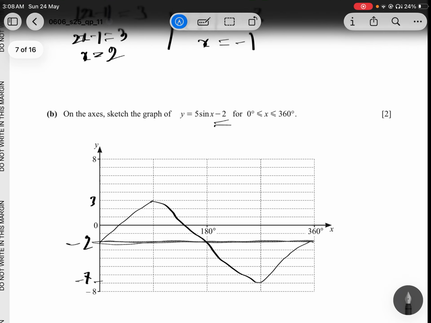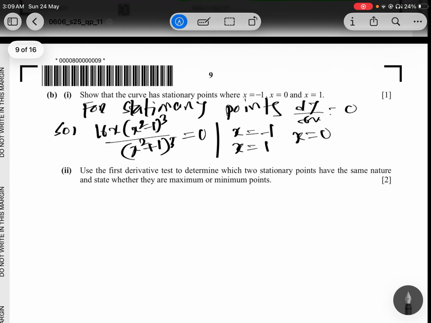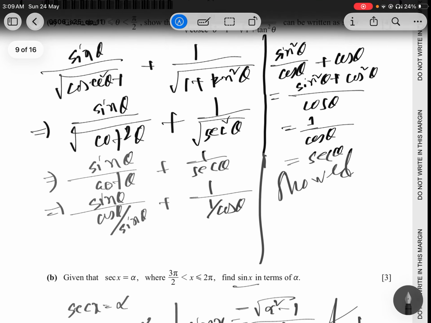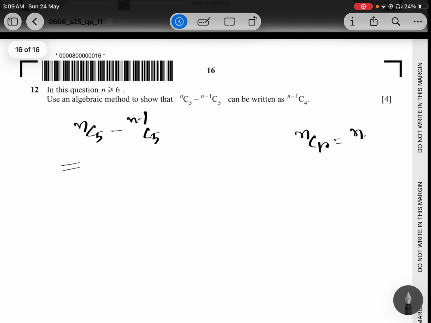Now how many questions am I left behind? 2 questions. Here is the 2 marks one, and the last one. Okay, the formula for this one, n minus 1 C5, can be written as this one. I'm pretty much sure that I can crack it, but I need to practice, or if I lose these marks, I'll definitely punish myself.